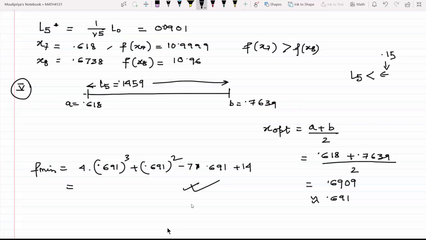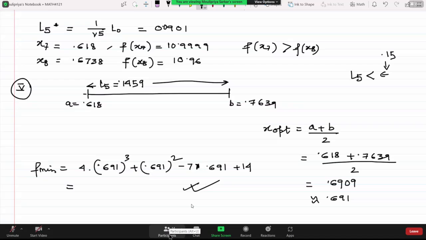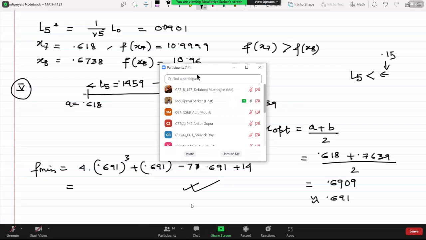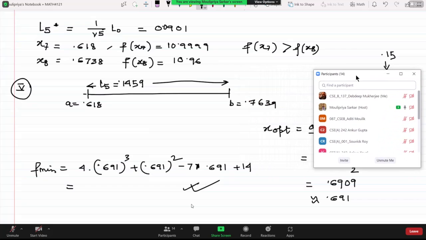I need one more class. We just have the interval halving method left. So next Wednesday, I'm hopeful that I'd be able to finish off your syllabus.